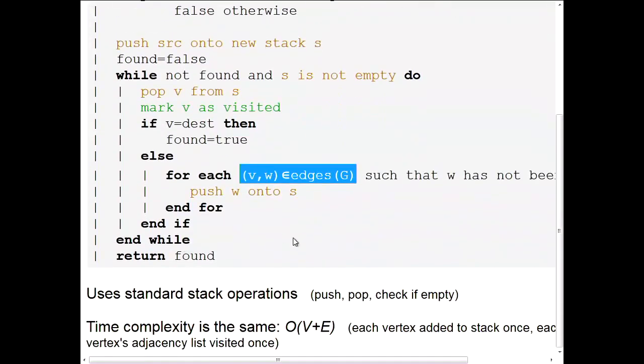It's exactly the same algorithm. It uses the standard stack operations, push, pop, and checking if a stack is empty. And the time complexity is also the same. In the worst case, you have to visit each vertex by adding it to the stack. And each vertex adjacency list is visited once when you go through all the edges, as I have marked here.